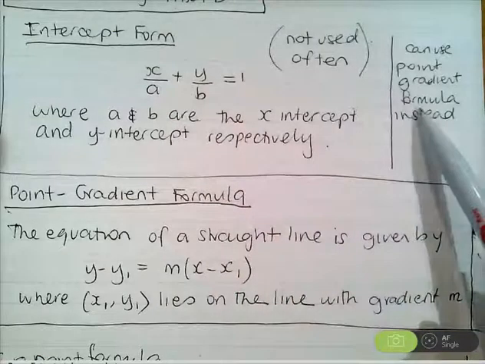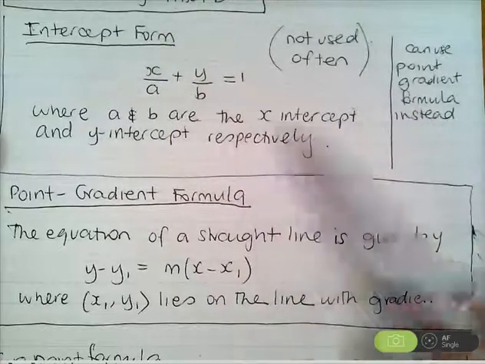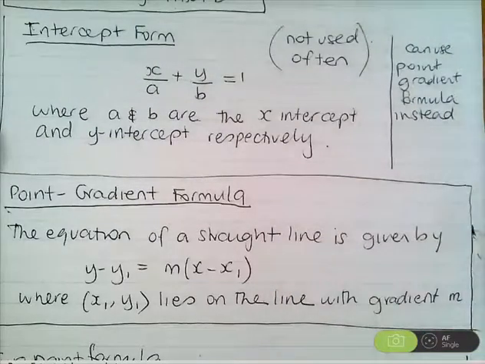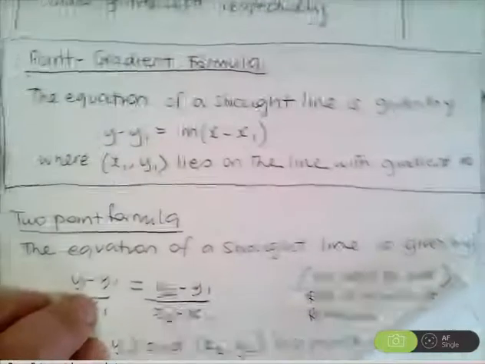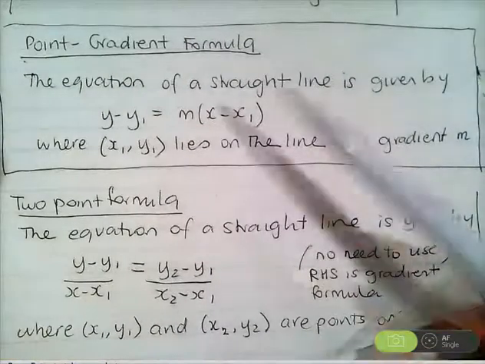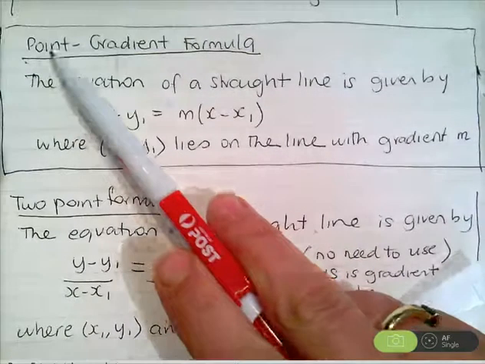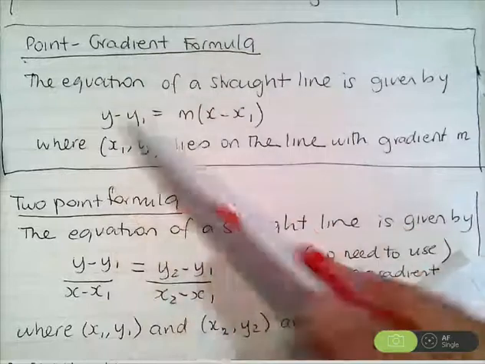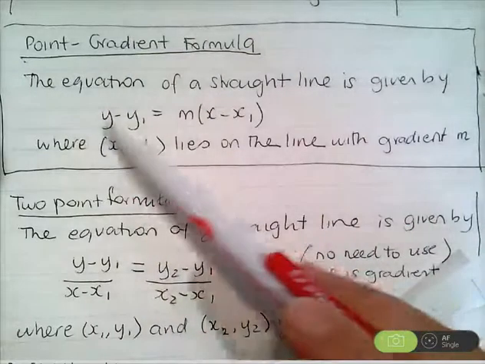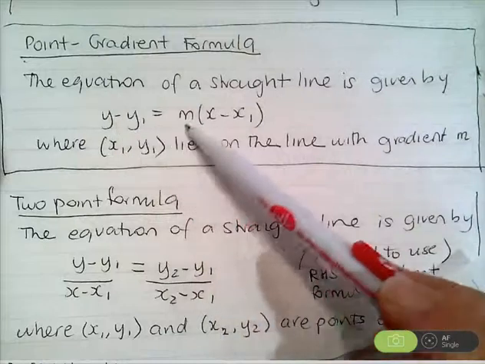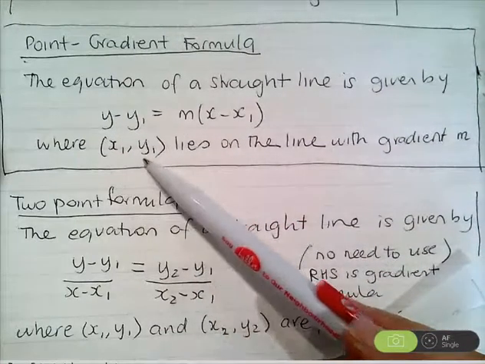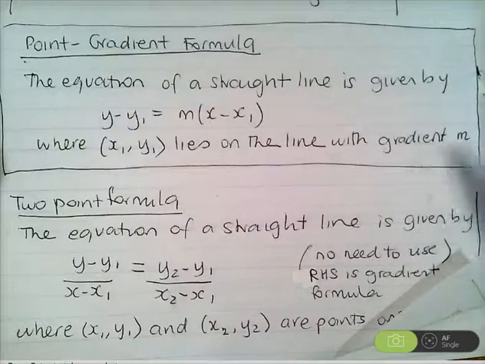Instead of using this, in example 3, we'll look at using the point gradient formula instead. Okay? Now, the point gradient formula is the one that I use for every type of question. So it involves using a point and the gradient. That's why it's called the point gradient formula. And this formula is, so the equation of a straight line is given by y minus y1 equals m bracket x minus x1, where x1, y1 are the points that lie on the line with gradient m.